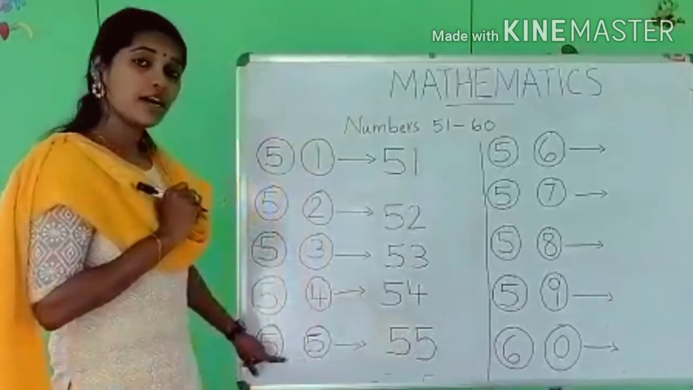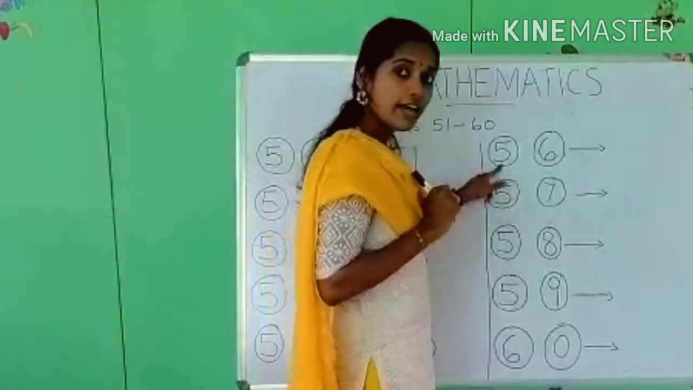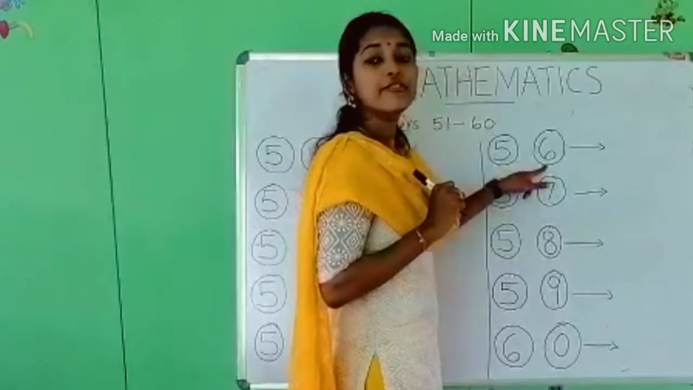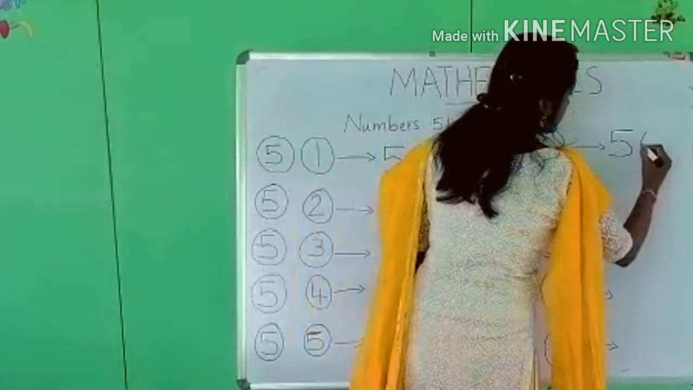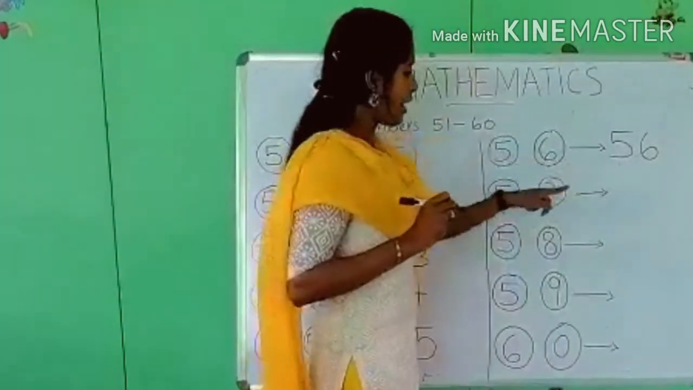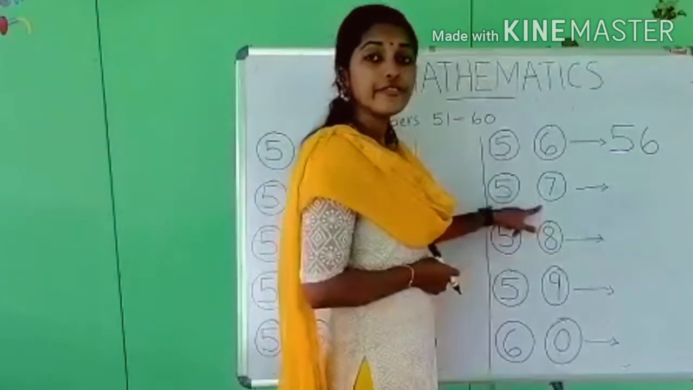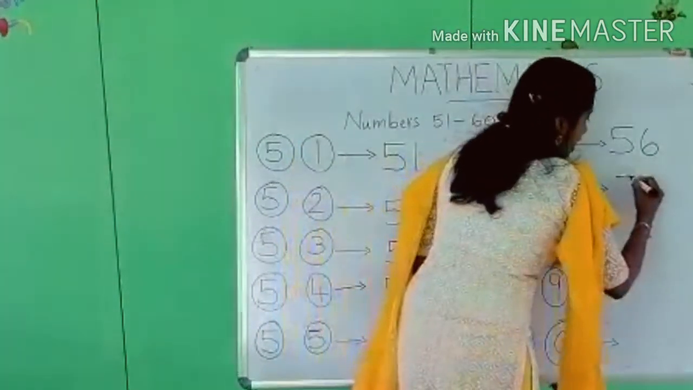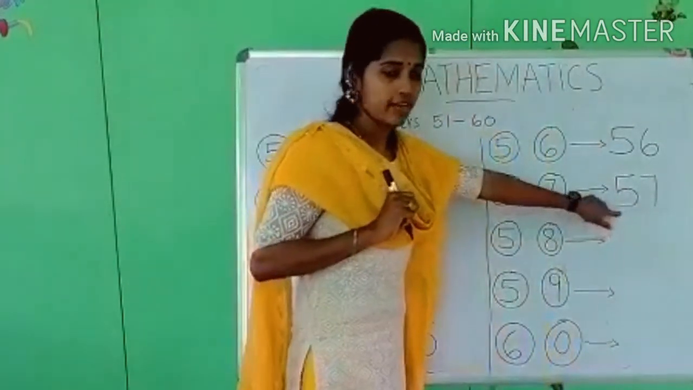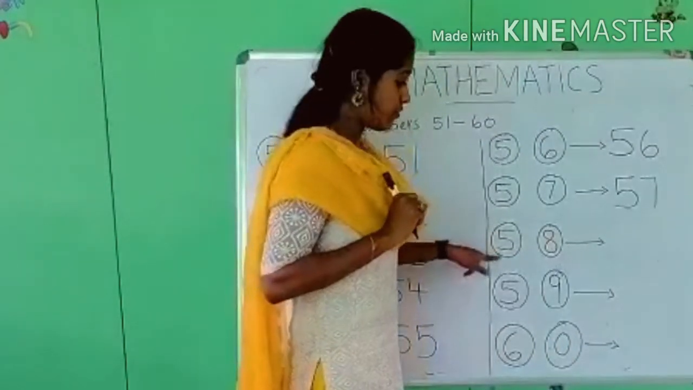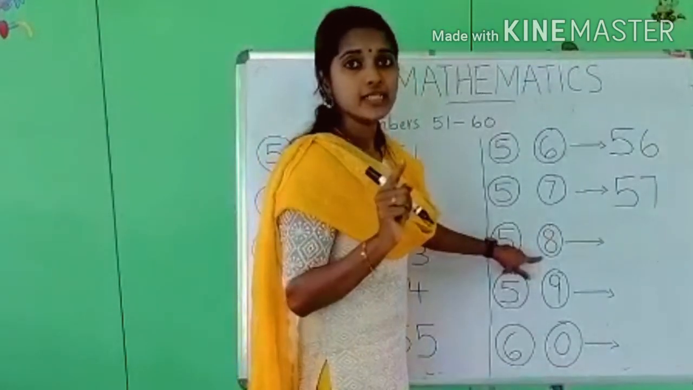5, 5, 55. Which number comes after 55? Yes, 56. Number 5 and 6 makes 56. 5, 6, 56. And this number? 5 and 7 makes 57. 5, 7, 57. And next number? Yes, 5 and 8 makes 58.